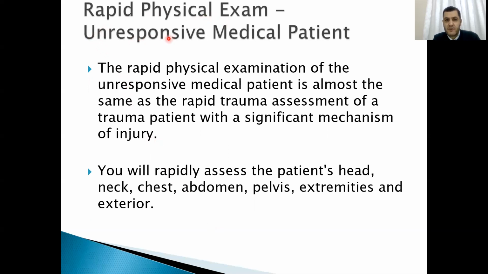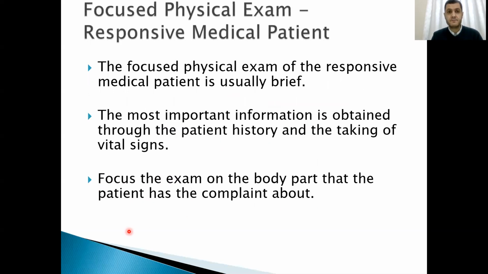Rapid physical examination for an unresponsive medical patient. The other one was the trauma patient. Now we have the unresponsive medical patient. It's almost the same as the rapid trauma assessment of a trauma patient with significant mechanism of injury. We will rapidly assess the patient's head, neck, chest, abdomen, pelvis, extremities, and posterior. Focused physical examination for a responsive medical patient. Again, the examination of a responsive medical patient is usually brief because he's responding. The most important information is obtained through the patient's history and the taking of vital signs.